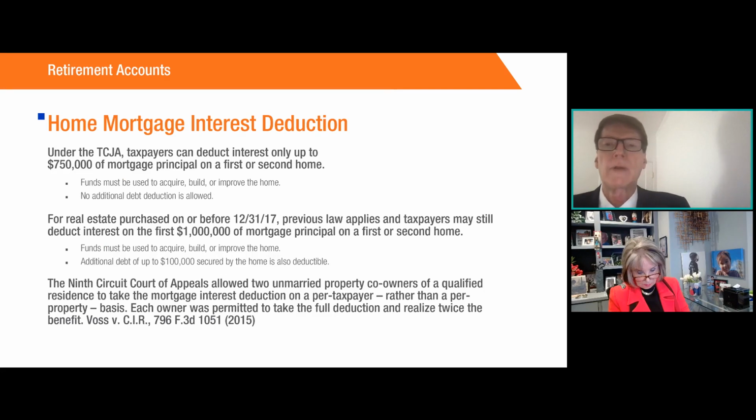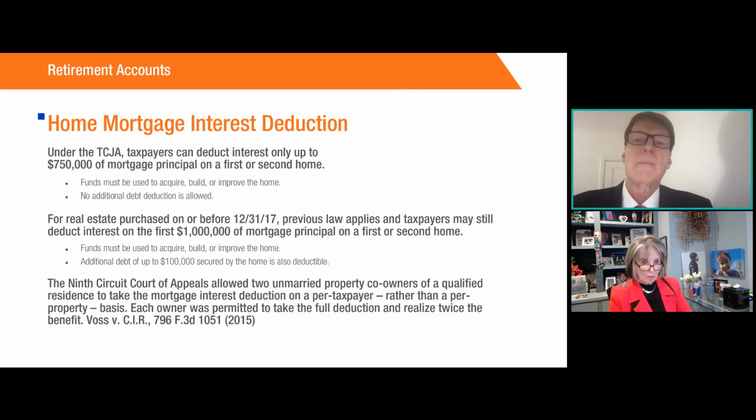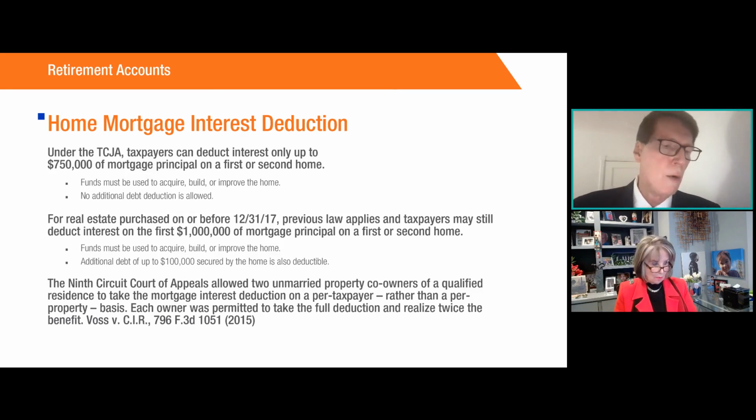And we're going to end up with the home mortgage interest, and we all owe a debt to Mr. Voss. So what happens is we know that now we can only deduct the interest on $750,000 of principal on the mortgage on the first or second home. Mr. Voss purchased a home with his girlfriend, not his wife, his girlfriend. And Mr. Voss said, well, I should be able to take interest on $750,000, and my beloved should also be able to take interest on $750,000. So really together, we're taking interest on $1.5 million. IRS said, no. The limitation is per house.